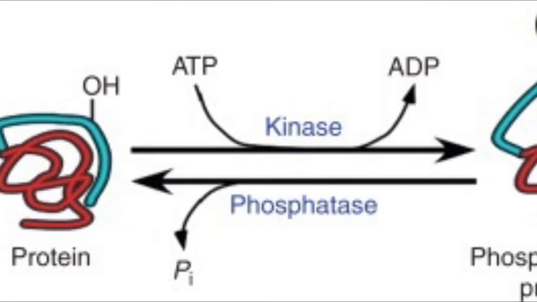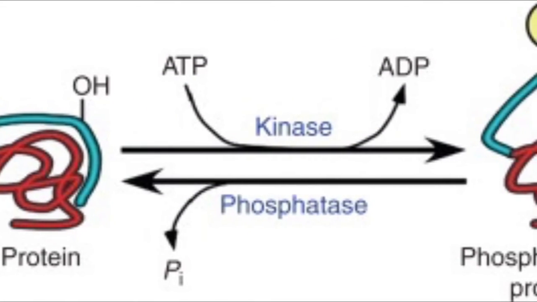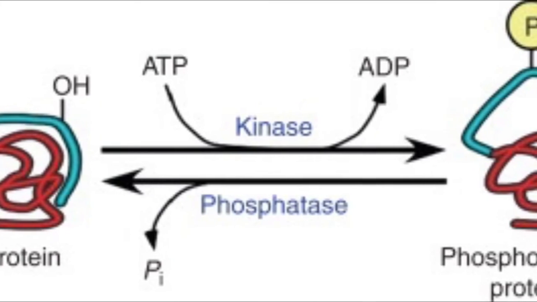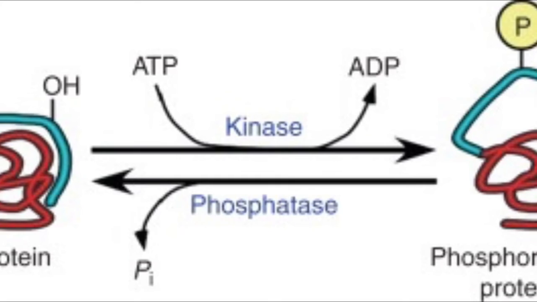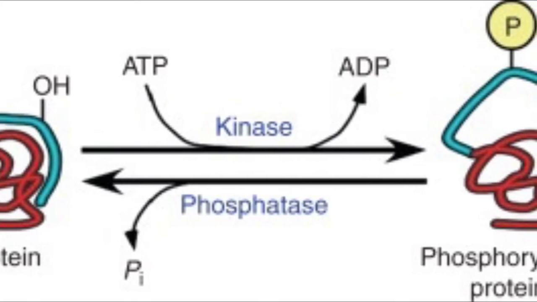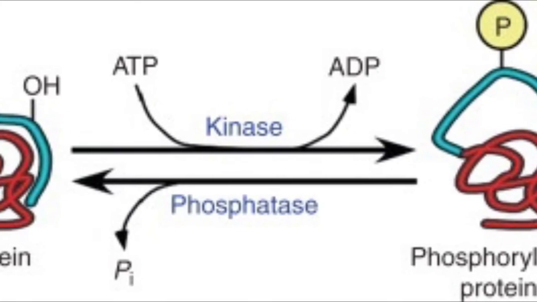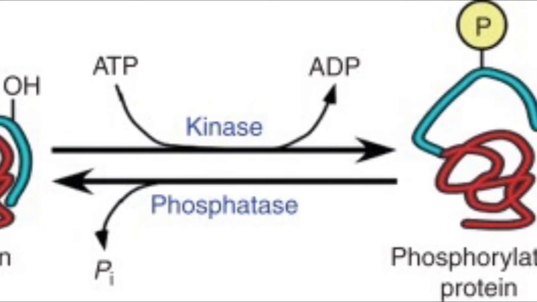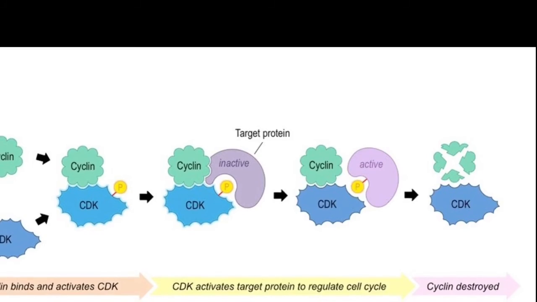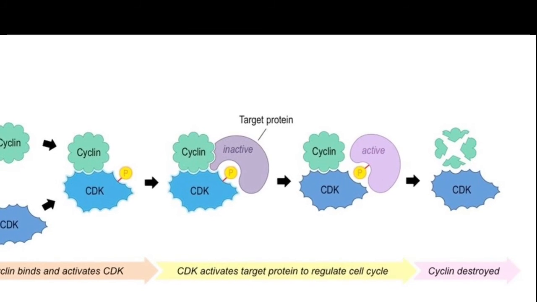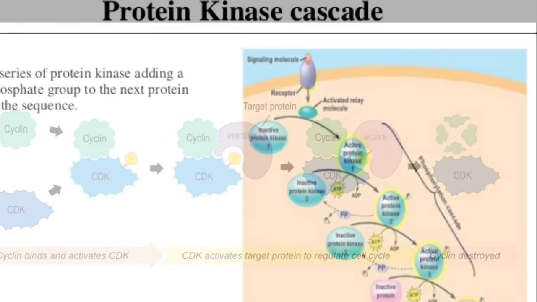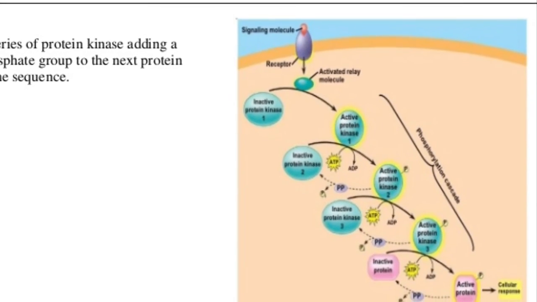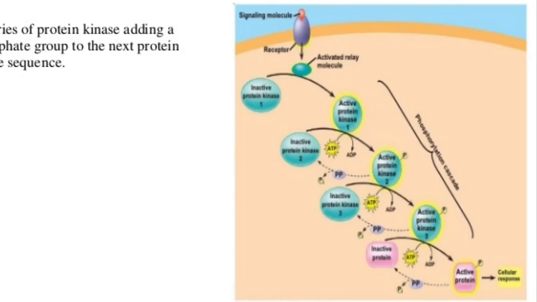To change the cell's behavior and proceed to the next stage, you need kinases. So kinases will change the cell's behavior. Kinases trigger different cell cycle stages through the phosphorylation of proteins. But in order for them to activate, cyclins are needed. Cyclins bind to kinases, and this binding activates the kinases, which will phosphorylate and turn proteins on or off, which will lead to a change in cellular behavior.